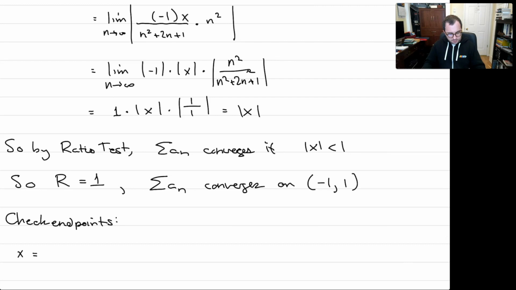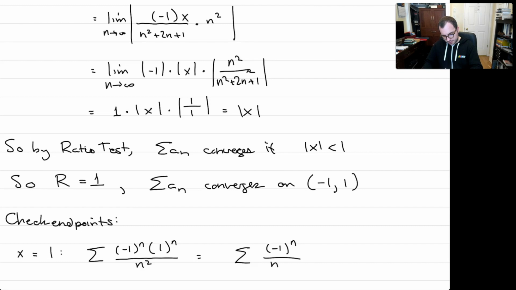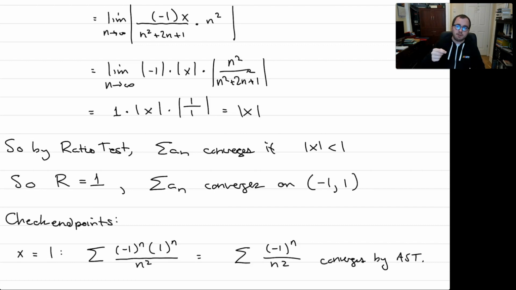First endpoint, x equals 1. The series becomes negative 1 to the n, x to the n, which is 1 to the n, over n squared, which is equal to negative 1 to the n over n squared. And this is an alternating series. 1 over n squared is decreasing and goes to 0. So this converges by the alternating series test. So at x equals 1, if I plug x equals 1 into this power series, I get an alternating series which converges.